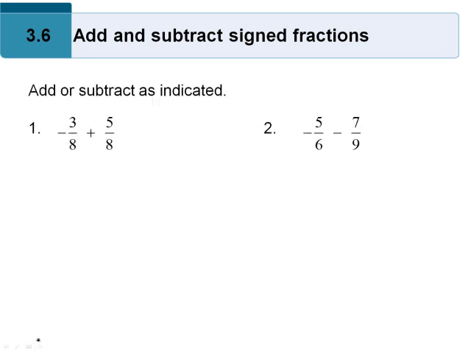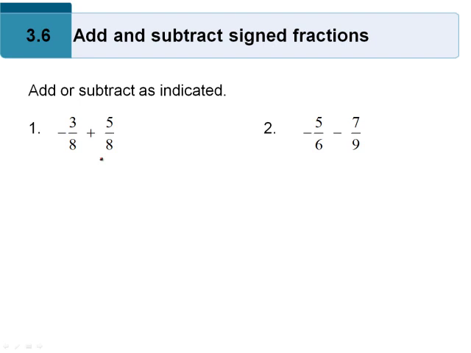Alright, so let's look at the first problem. We have -3/8 plus 5/8. Now, what you need to see first is that the denominators are the same. Okay, they're both over 8. So we don't have to worry about getting a common denominator. We just need to look at adding or subtracting the numerators.